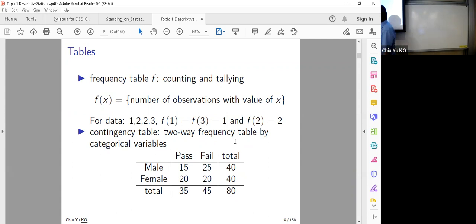The next one is called the contingency table. It says we have students in total: 15 of the males pass, 25 of them fail, so total males is 40. For the females, 20 pass, 20 fail. So just terminology, I hope that's okay.